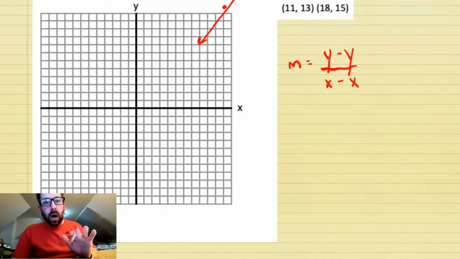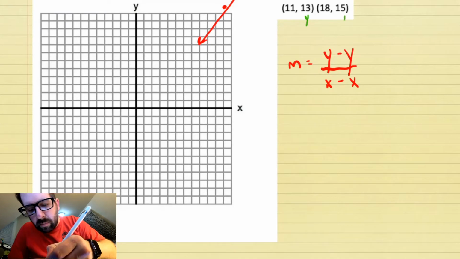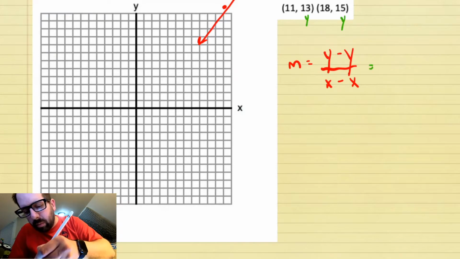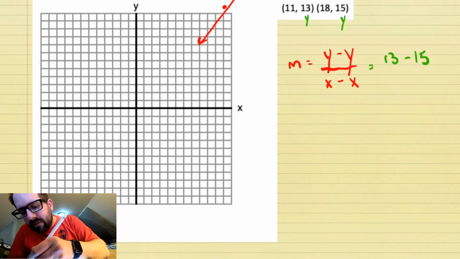Let's talk about which ones are my y numbers on these 2 coordinates. The y numbers are the back numbers. These are my y numbers. It's always the back 2 numbers, and you can put them in any order, but those numbers have to go on the top. So when I do my formula here, the 13 and the 15 go on the top.